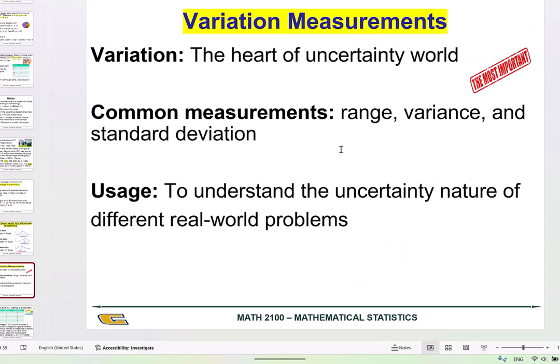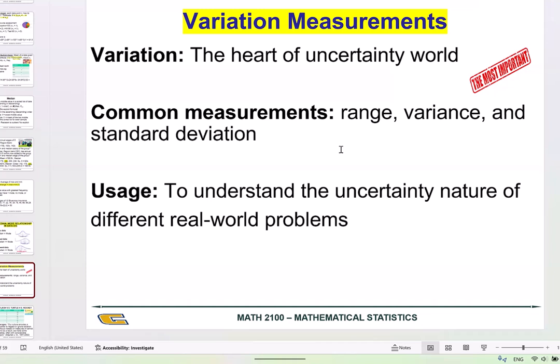So now let us move on to the variation measurements. This is the heart of the uncertainty world, and I think it's the most important thing. It really makes statistics and probability stand out in the mathematics world. If you look at the things around us, all are uncertain. You see the weather today and tomorrow is different, and maybe even our characteristics, our attitude on a certain thing. Maybe today you don't like it, but tomorrow you start to like it, something like that.